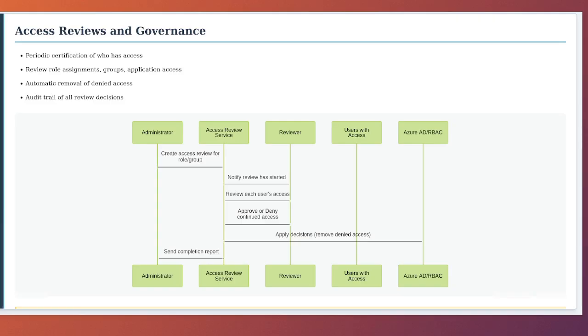Recommendations in access reviews use sign-in activity to suggest whether access should be continued. If a user hasn't signed into an application in the last 90 days, the review will recommend denying continued access. Reviewers can accept these recommendations or override them based on additional context. This machine-assisted review makes the process more efficient and helps identify obviously unused access that can be safely removed.